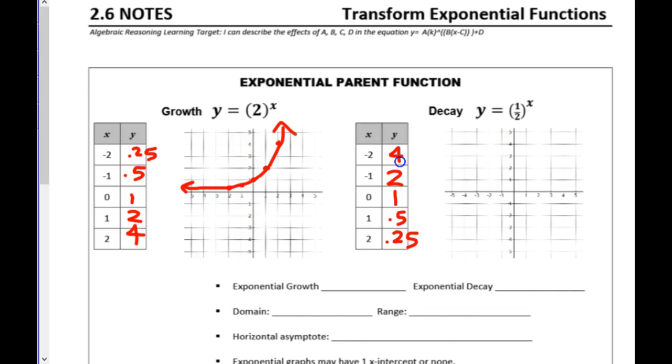And then I want you to graph those points. So let's do that. -2, 4, -1, 2, 0, 1, 1, 0.5, and 2, 0.25. Once again, when you graph this, it does not touch the axis. It just gets close to it. It approaches it. Do your best.